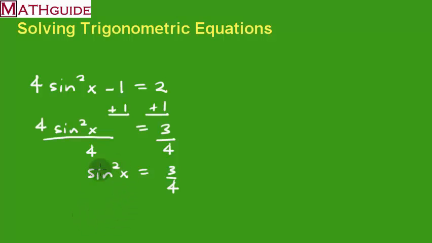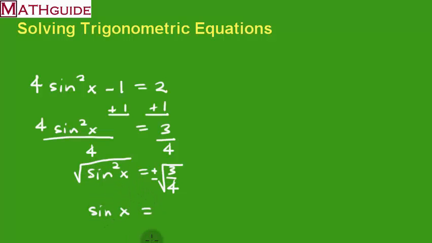Alright, so let's see, the opposite of squaring is square rooting. And when we take the square root of both sides, we're going to do plus or minus. Okay, do plus or minus. Alright, so let's see. When we take the square root of sine squared, we get sine.